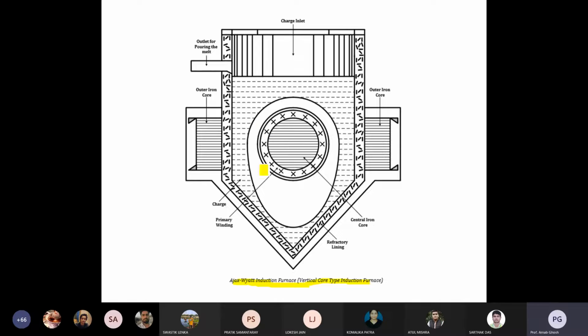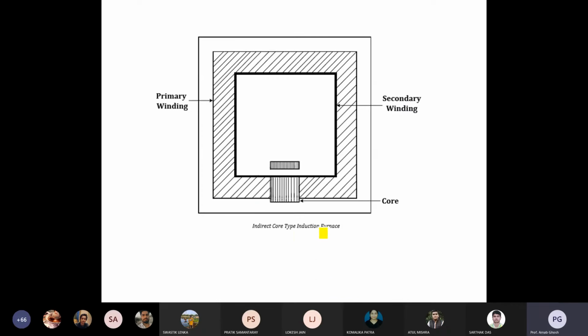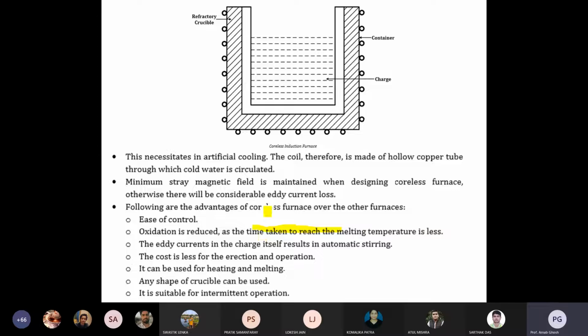Inside, you can see the charge is placed vertically. Outer iron cores in both cases are also placed vertically. These are the charge materials, primary winding, central iron core, and refractory lining, all placed vertically. This is called the indirect core type induction furnace. So you can observe three types, and finally the coreless induction furnace is also there.